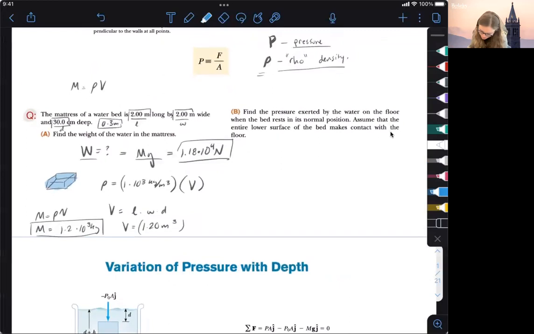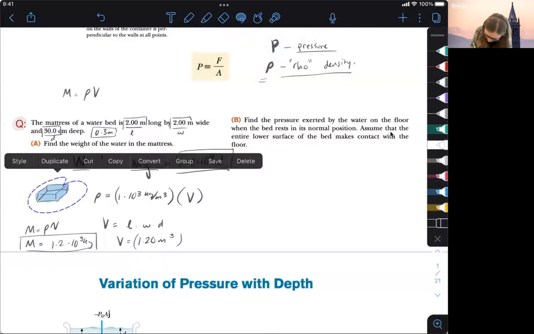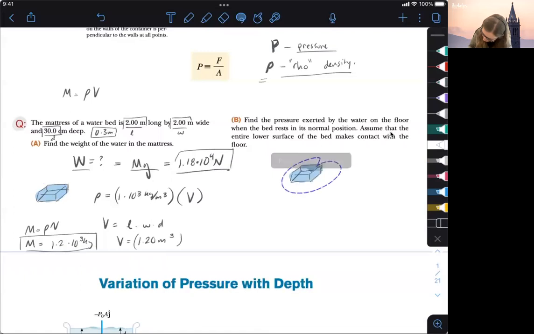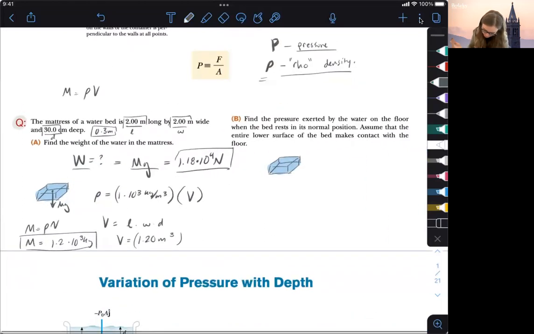water bed, essentially. Okay, so now we want to find the pressure exerted by the water on the floor when the bed is in a normal position. So we have the same object here, and we just want to figure out the pressure on the floor. So we know our force, right? If we look at how we modeled this, we have the weight, which is mass times gravity. That's really the only force acting from an object that's just resting on the floor.